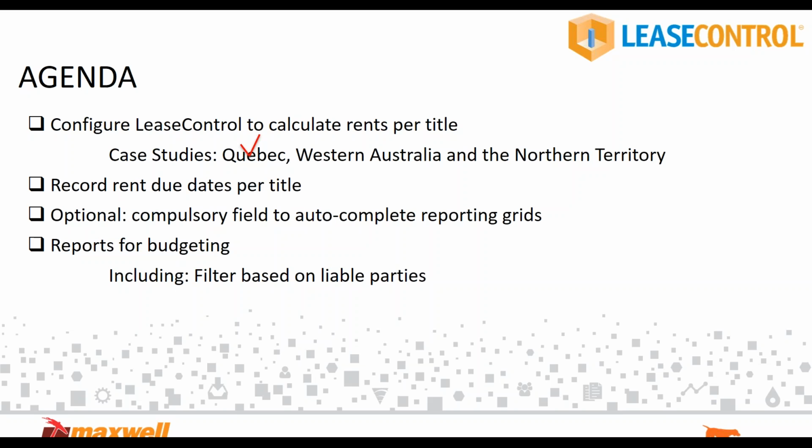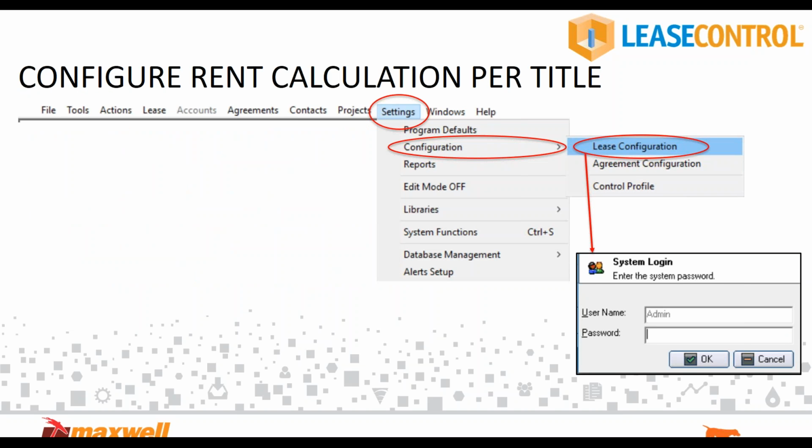I am going to show you how to automatically update the rent fields for all the titles. However, I'll quickly show you Western Australia and Northern Territory examples for rent first. Again, the system for these titles apply to many other jurisdictions, including parts of Americas and Africa. As before, you will need to access the lease configurations.